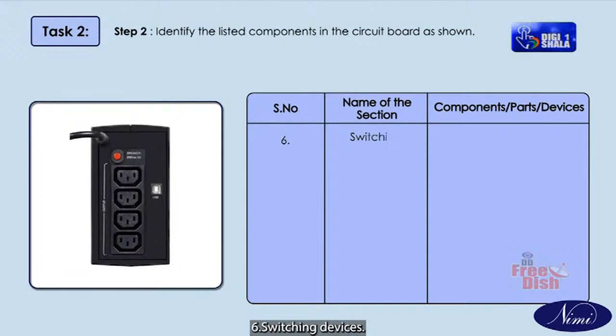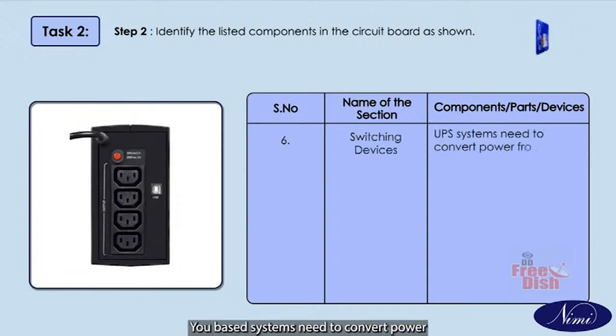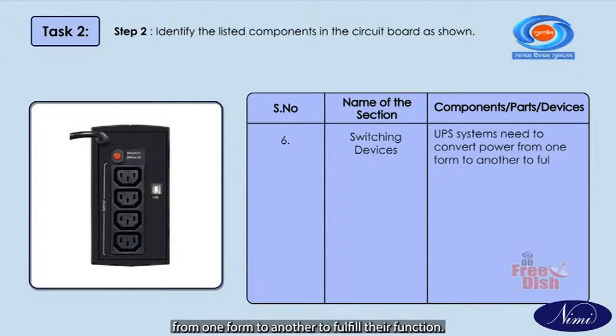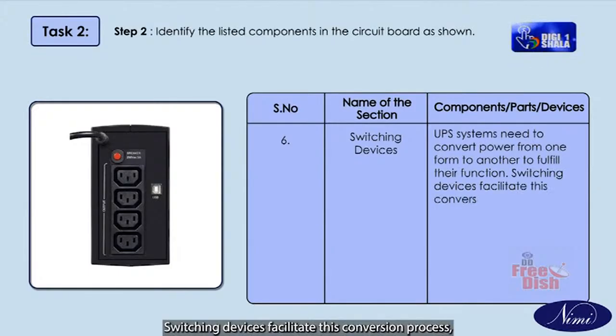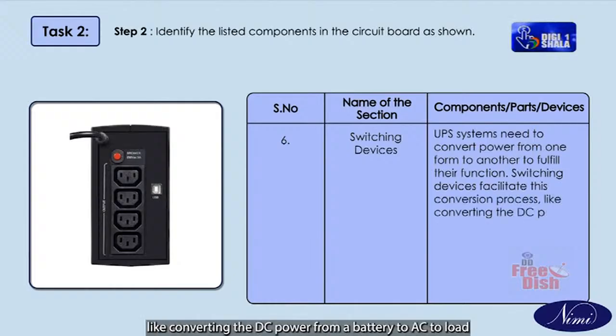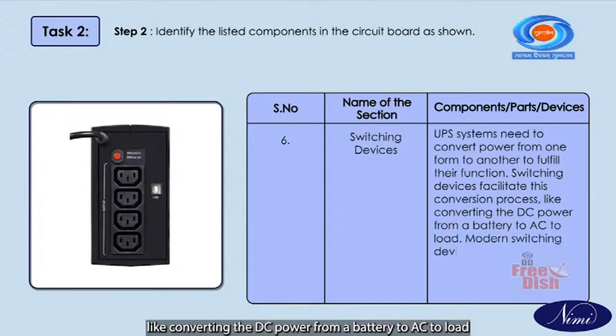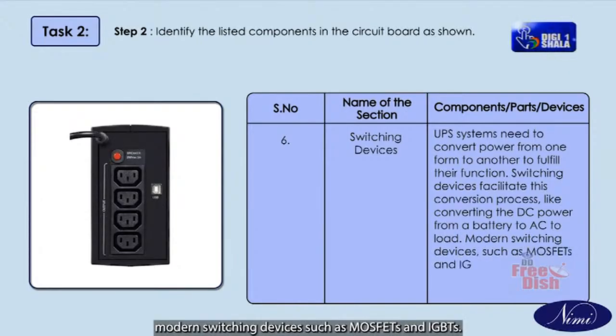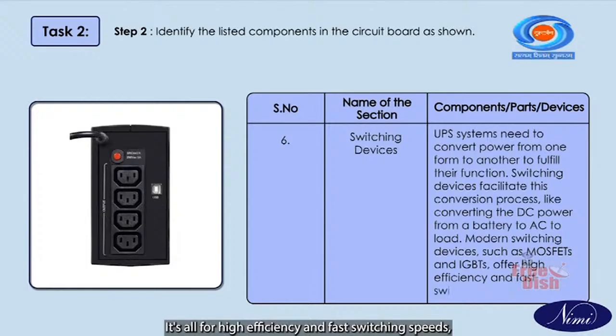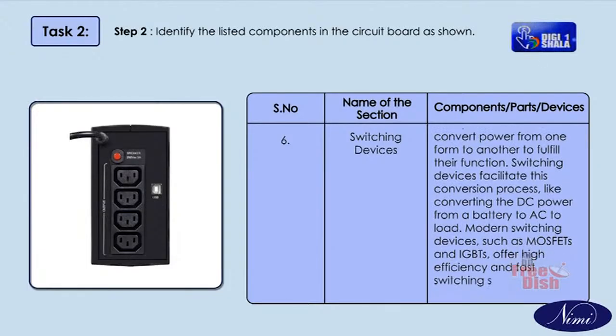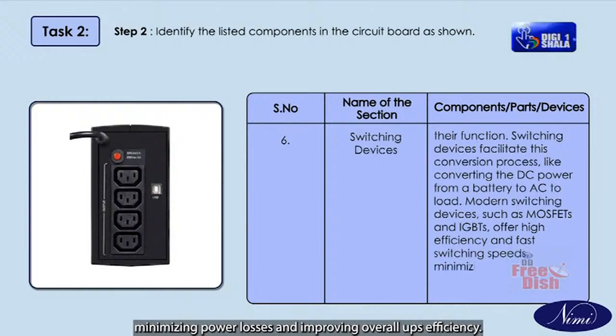Number 6. Switching devices. UPS systems need to convert power from one form to another to fulfill their function. Switching devices facilitate this conversion process, like converting the DC power from a battery to AC to the load. Modern switching devices such as MOSFETs and IGBTs offer high efficiency and fast switching speeds, minimizing power losses and improving overall UPS efficiency.